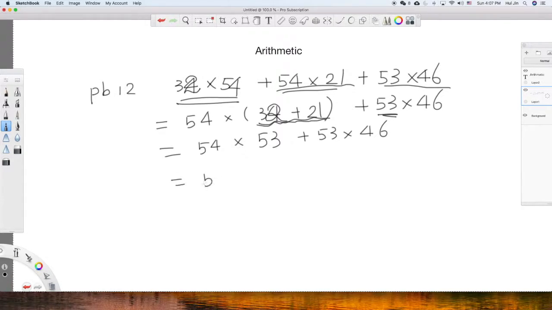And this equals 53 times (54 plus 46). And aha, this is 100, so we know that is 5300. Okay, so this is applying the distributive law twice to solve this problem. And this is the end of this lecture.